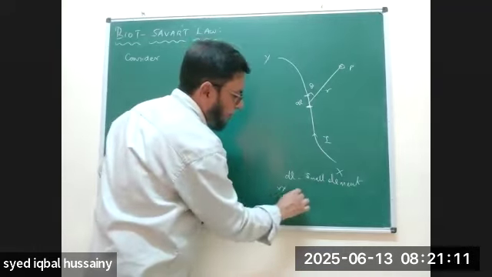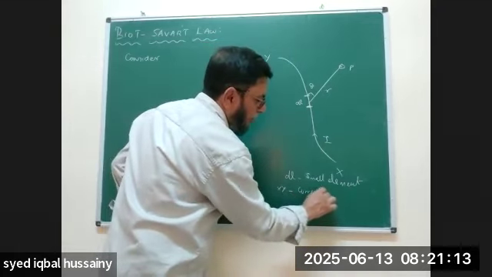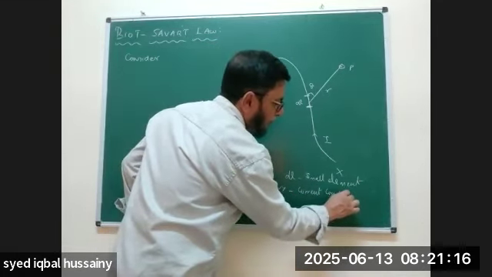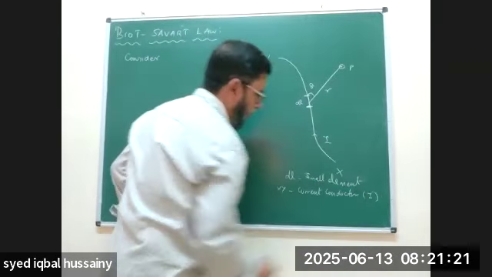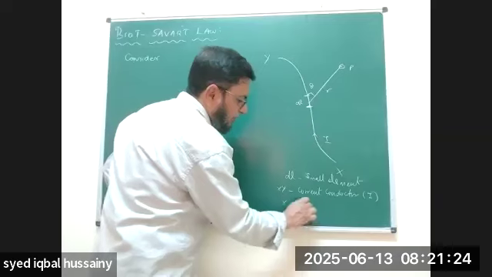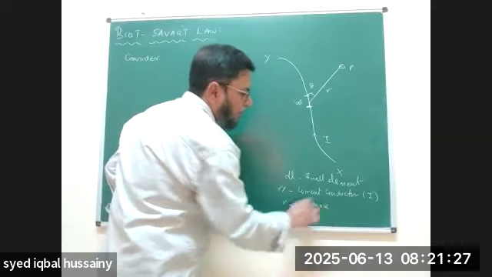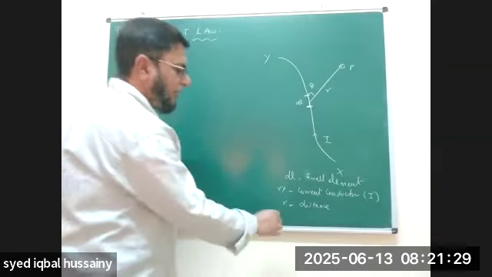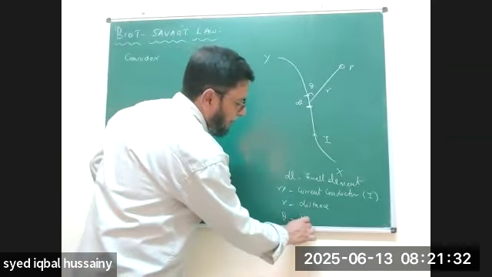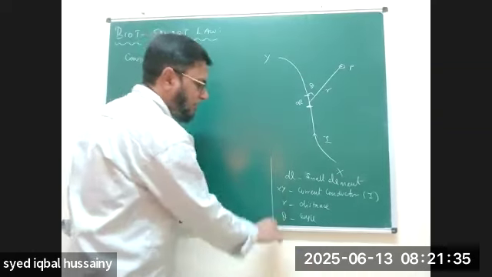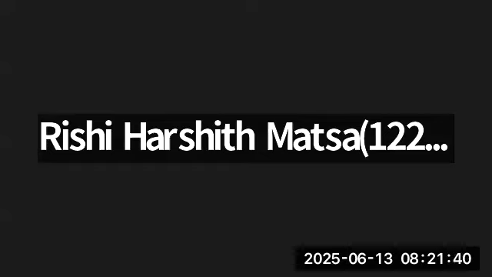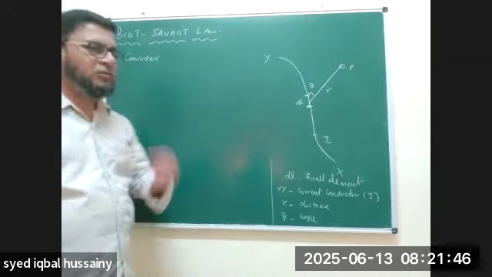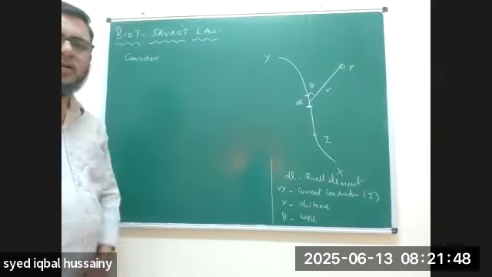XY, the current carrying conductor, I. After that, R is the distance. R is not the radius, R is the distance. Then theta is the angle. Is theta 90 degrees? No, not 90 degrees, it is some theta angle.